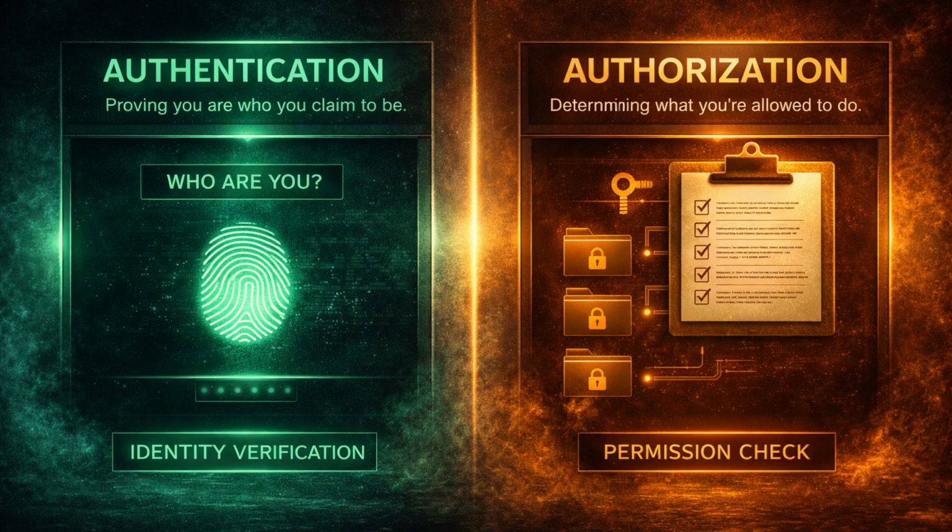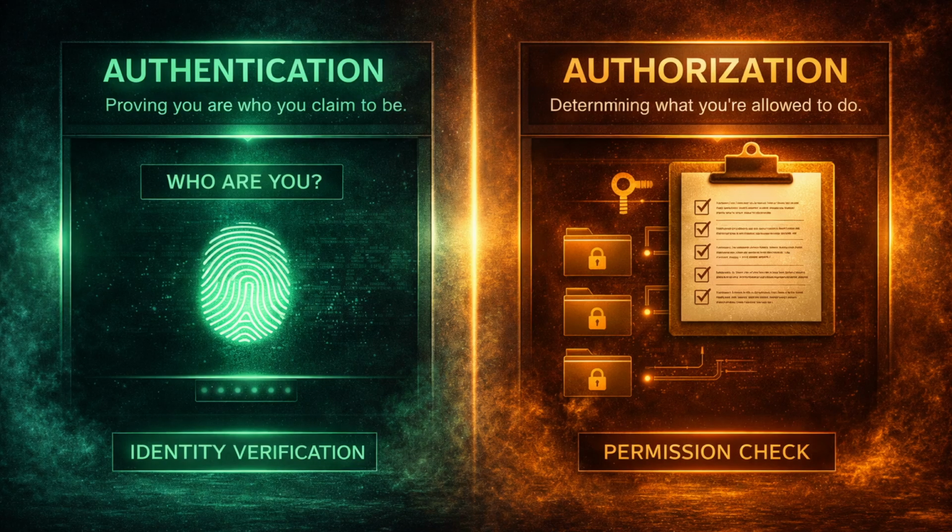Here's what just happened. At the first door, they authenticated you. They asked, who are you? And you responded by showing them a ticket with your name and an ID that matched your face. Authentication complete. At the second door, they authorized you, or didn't. They asked, are you allowed here? Not, are you who you say you are, but do you have permission to be at this specific place?